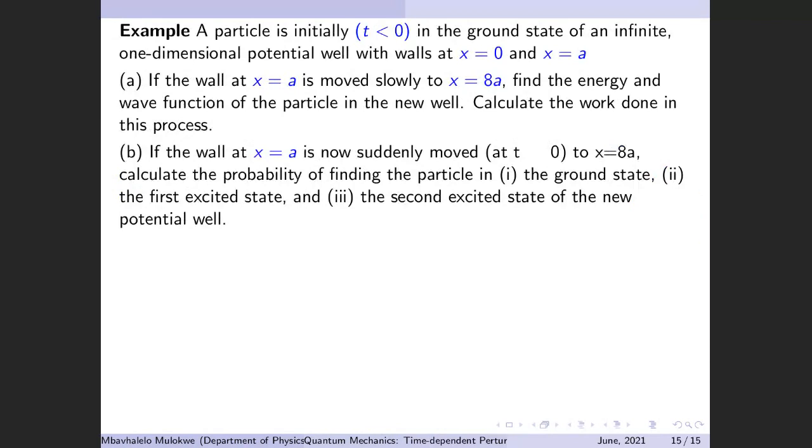So let's then consider this example. You have a particle which is initially in the ground state of an infinite potential well, right? And the walls are at 0 and A. So there are two cases that you could consider. So you move these walls very, very, very slowly until you end with them at 8A.